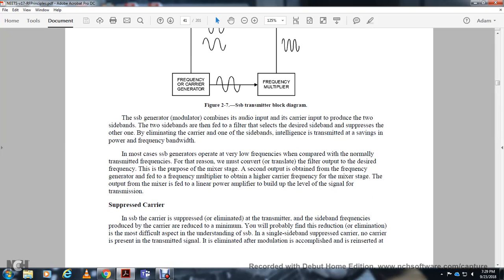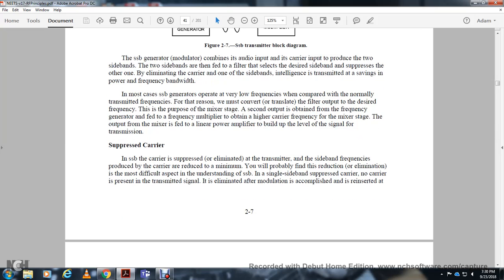Single sideband generators are popular at a very low frequency compared with the normal transmitted frequency. For this reason, we must translate the filter output to the desired frequency in the mixer stage. The second input to the mixer is obtained from the frequency generator fed through the frequency multiplier to obtain the higher frequency. The output of the mixer is then fed to the linear power amplifier, which builds up the level of the signal for transmission.